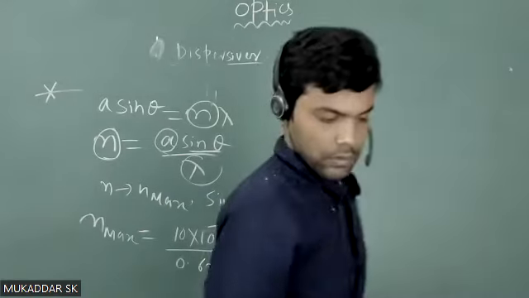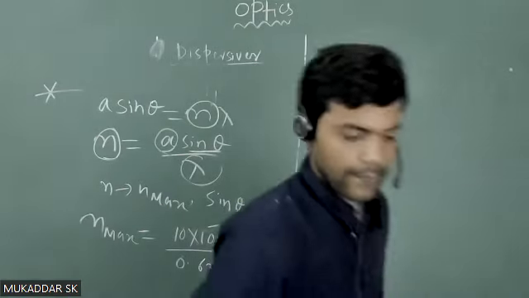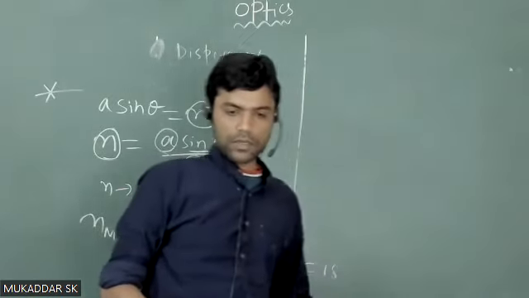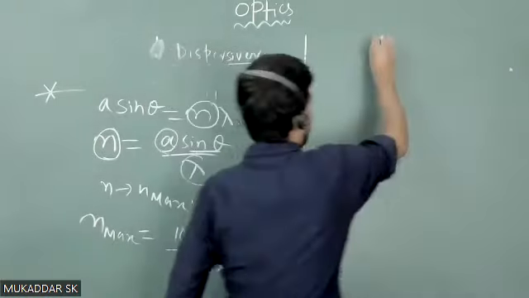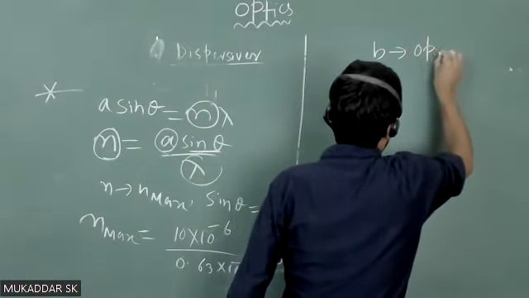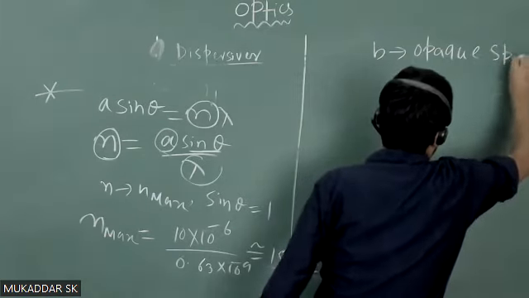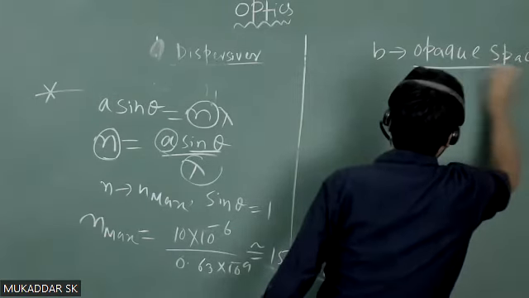Okay. Anju, I think you were asking what B is called, right? You are asking, what is B called? B is nothing but the opaque space.